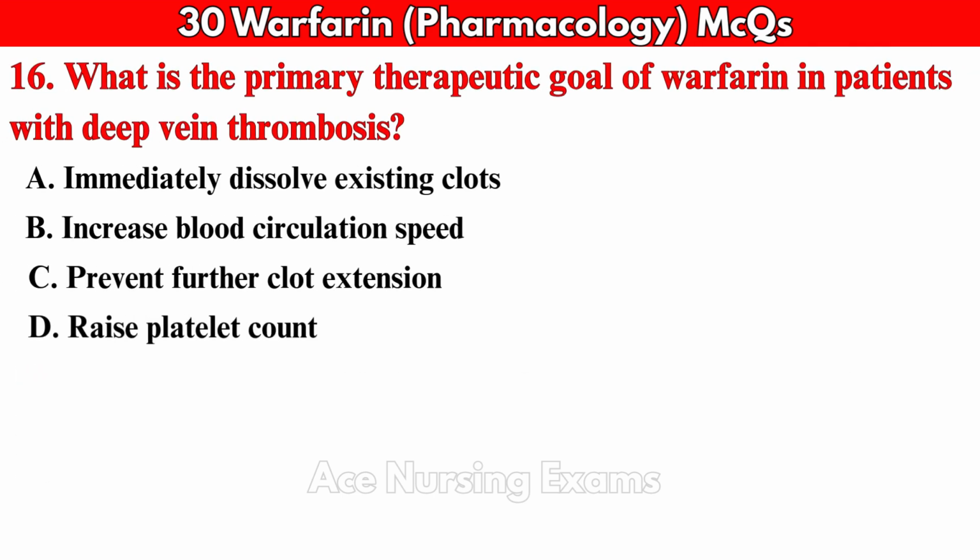What is the primary therapeutic goal of warfarin in patients with deep vein thrombosis? A. Immediately dissolve existing clots. B. Increase blood circulation speed. C. Prevent further clot extension. D. Raise platelet count. Correct answer C.